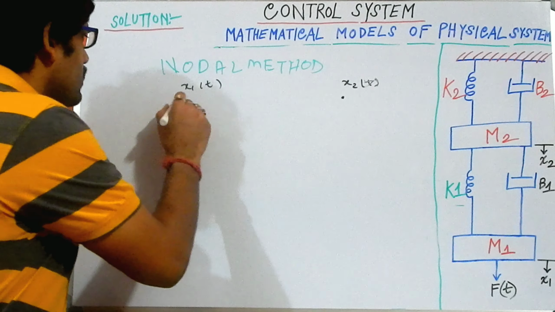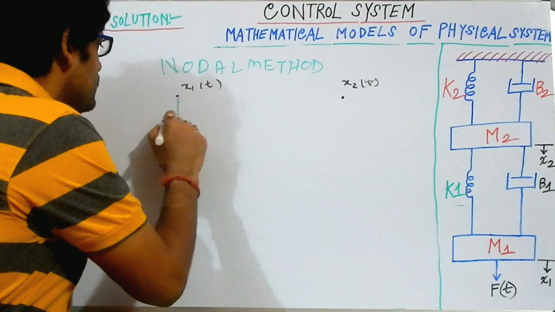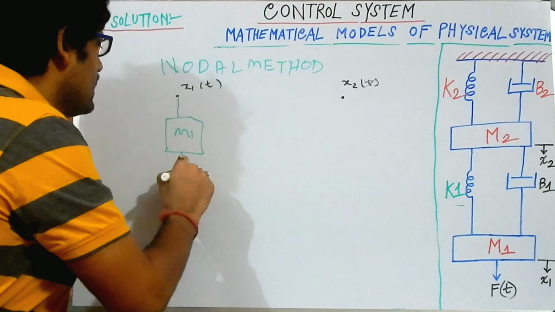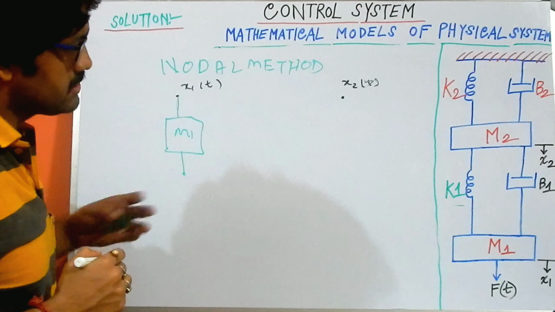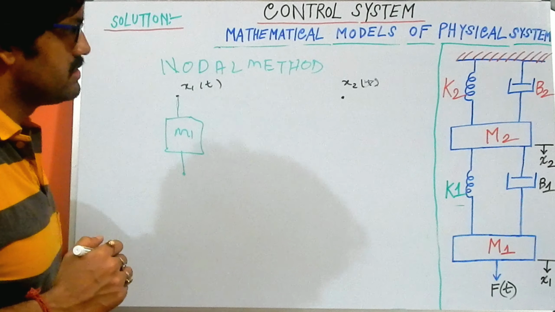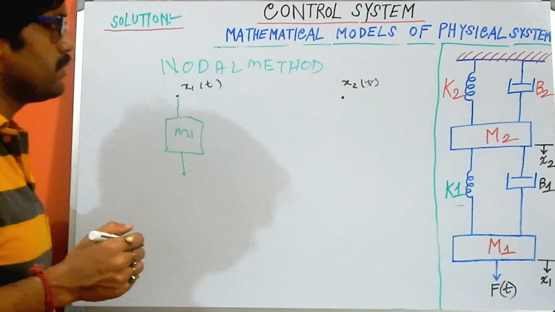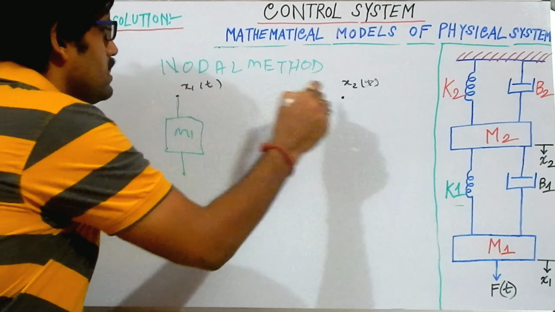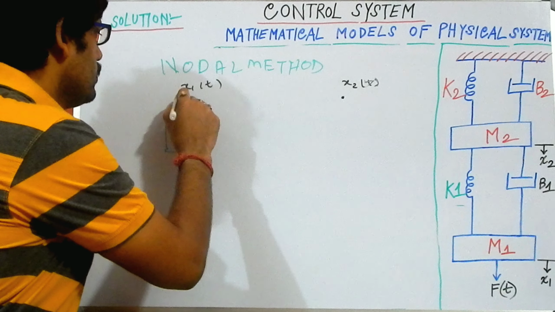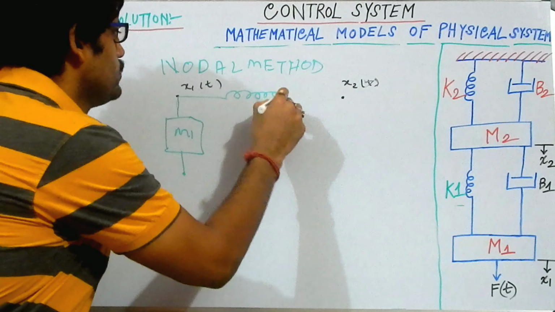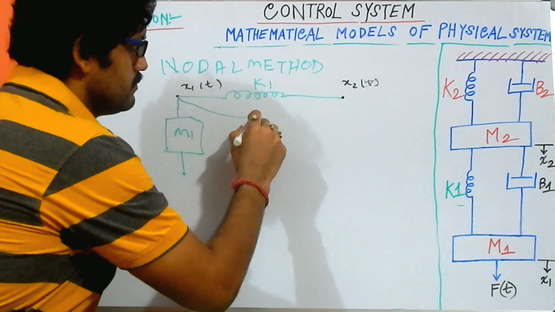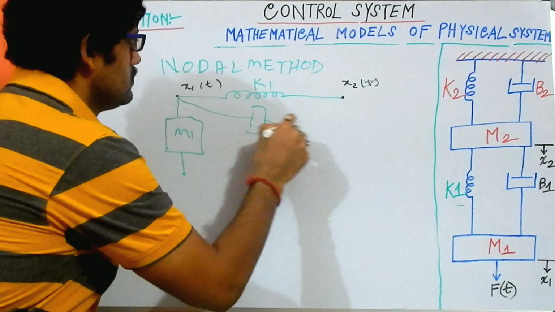I am drawing the M1 block here, as M1 is connected with x1(t). The next part is very simple: K1 and B1 are placed in between x1 and x2. So between x1 and x2, I need to put K1 and B1. I will draw them here. This one is our K1 and this one is our B1.